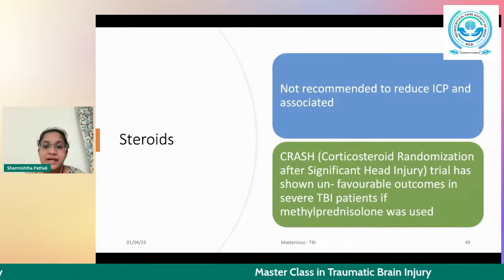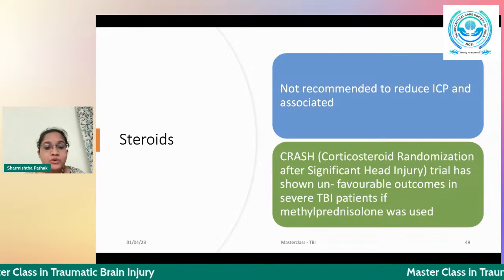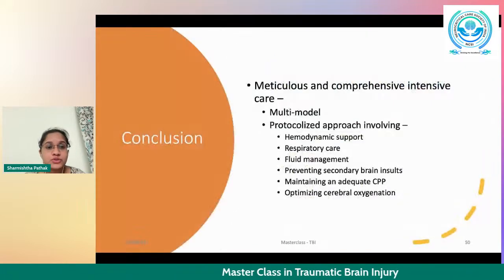Steroids are not recommended by Brain Trauma Foundation guidelines at all to reduce ICP. The CRASH trial has shown unfavorable outcomes in severe TBI patients in whom methylprednisolone was used.